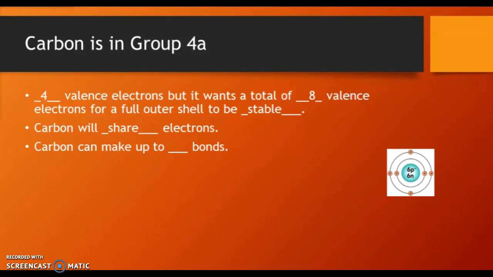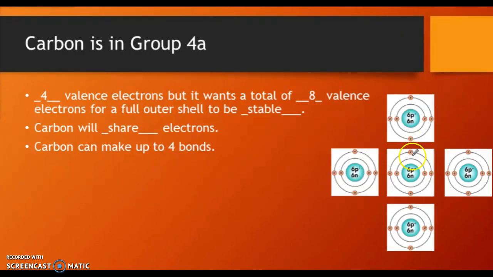Now, when it shares electrons, how many bonds can it make? It can make a total of 4, right? It can share with one over here, one over here, one down here, and one here. In this case, I have it all bonding to other carbons. So now, if I were to count, I would have 1, 2, 3, 4, 5, 6, 7, 8 valence electrons. So my center carbon would now be stable because it now has a full outer shell.